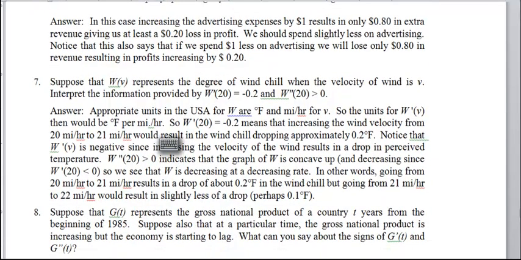Okay, got some more here. Suppose G of T represents the gross national product of a country T years from the beginning of 1985. Suppose that at a particular time the gross national product is increasing, but the economy is starting to lag. What can you say about the signs of G prime of T and G double prime of T? As before, go ahead and do these on your own. Press pause now.